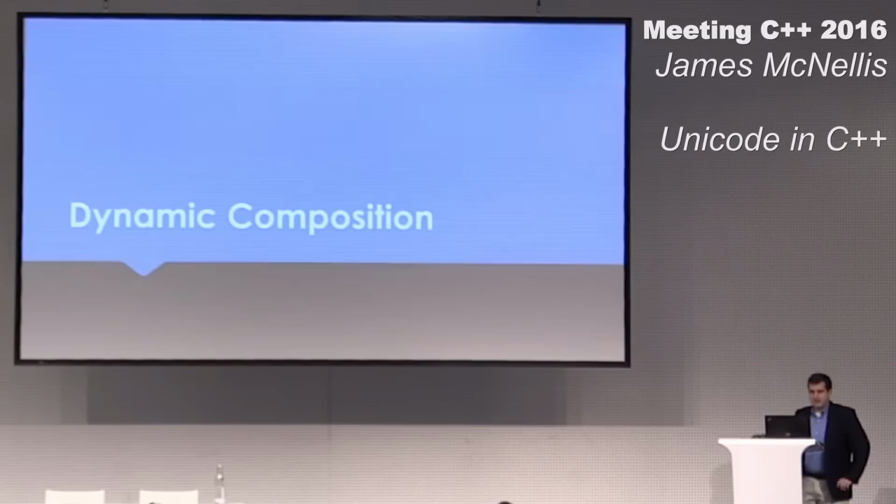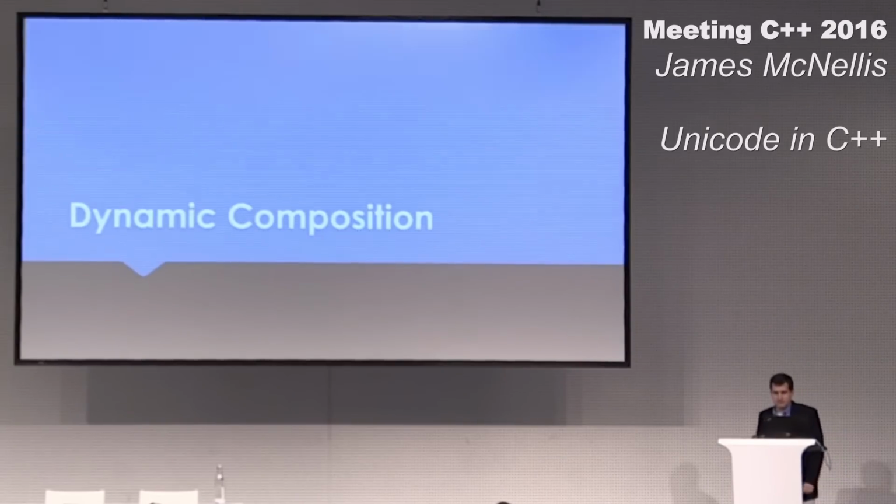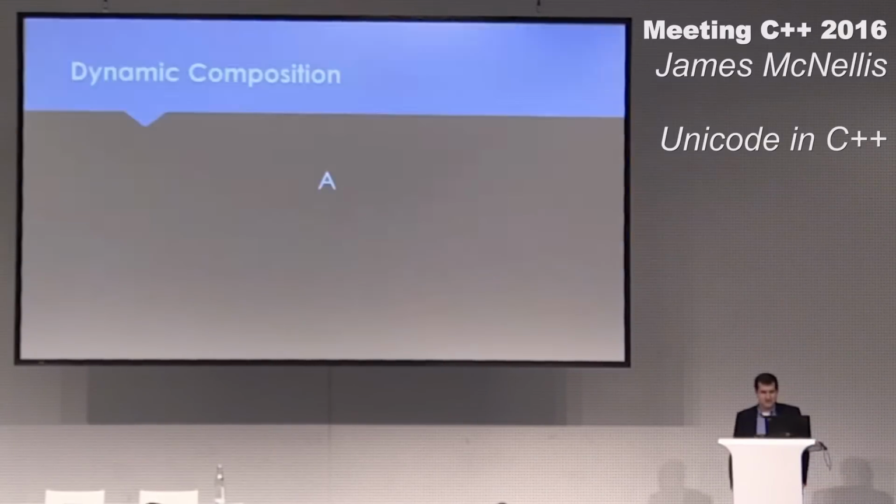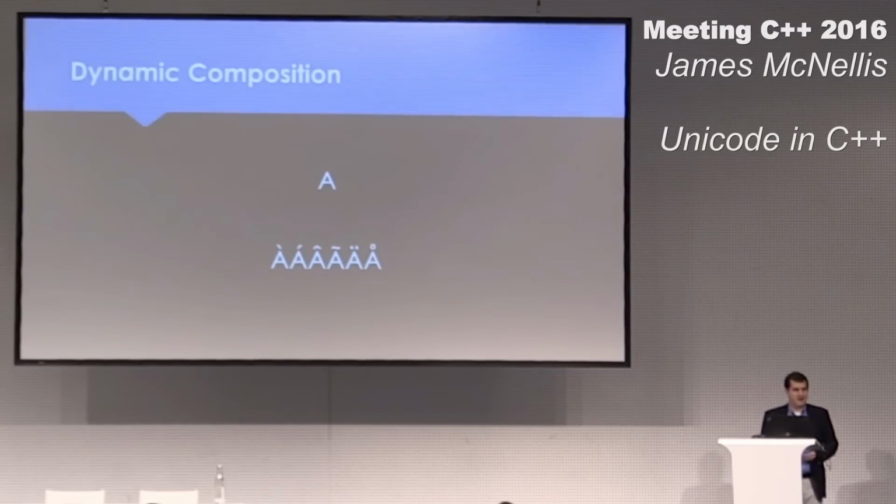So one last thing about Unicode that we'll talk about before we start looking at how things work in C++, and that's dynamic composition. So even those 1 million characters are not enough. So here's the letter A. It's very simple. But maybe we don't just want the letter A. Maybe we want to have an accented letter A.